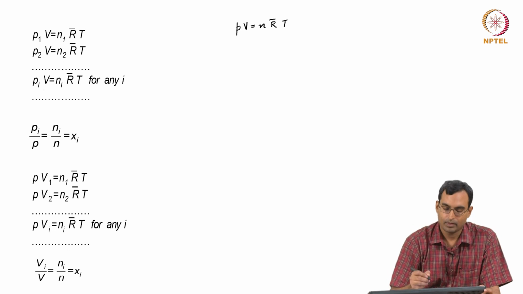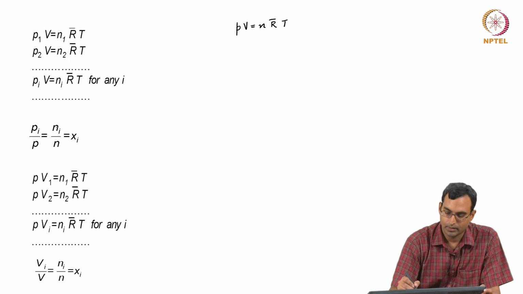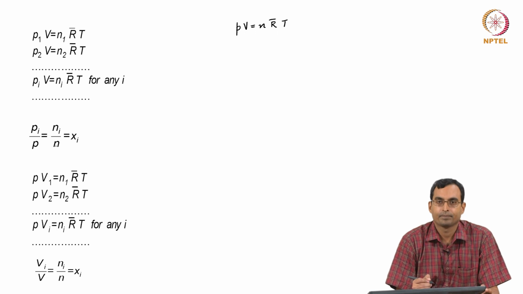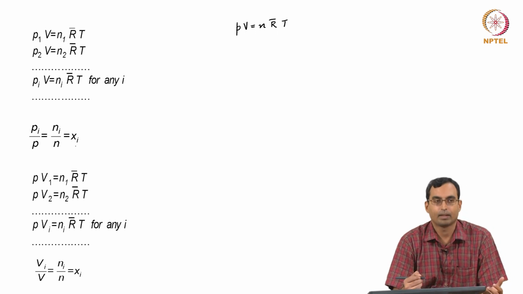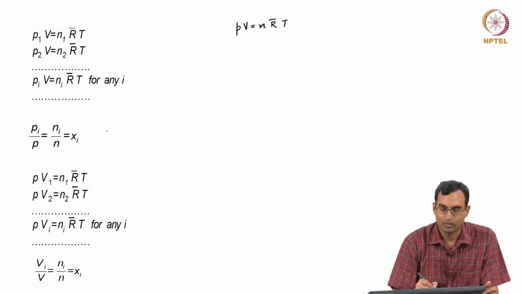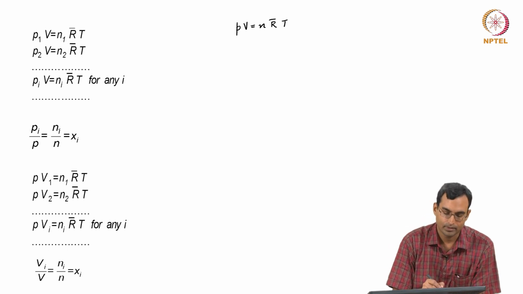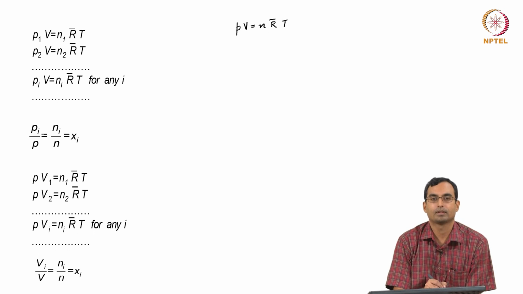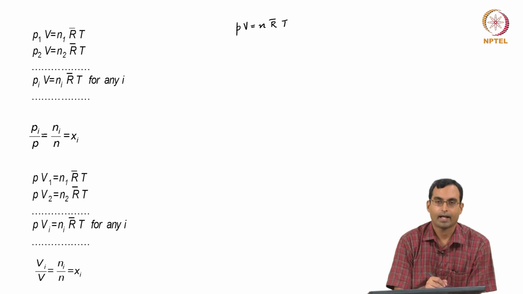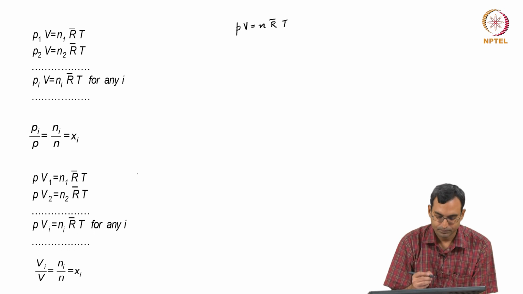So, if I was to find Pi divided by the total pressure P, it would be essentially Ni by N, the number of moles of that gas divided by the total number of moles, which according to our definition earlier is the mole fraction. So, according to Dalton's law, to find the mole fraction, instead of taking the ratio of the number of moles of a particular gas to the total number of moles, I can also take the ratio of the pressure of that ith gas to the total pressure. So, that is something which we can do.